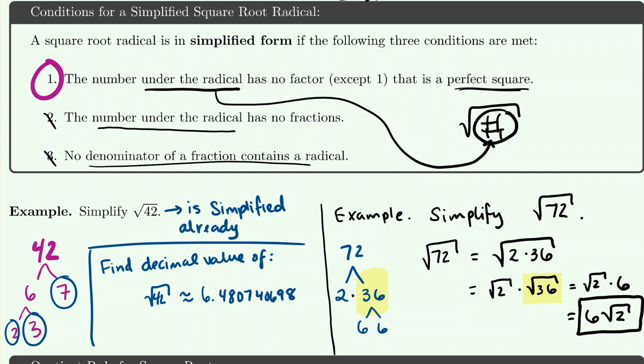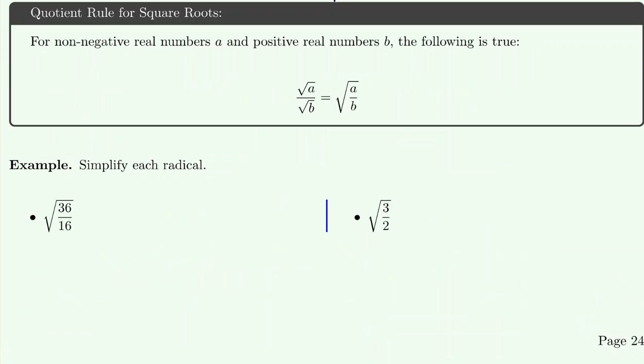So this is as simplified as we could get without using a calculator to find the decimal representation. So when you're working with square roots, you'll either be asked to find the decimal value, which we saw right here, or you'll be asked to simplify it into the most simplified radical we can make following these steps.